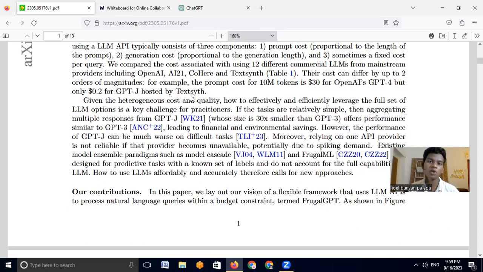Given the heterogeneous cost and quality, how to effectively and efficiently leverage a full set of LLM options is a key challenge for practitioners.